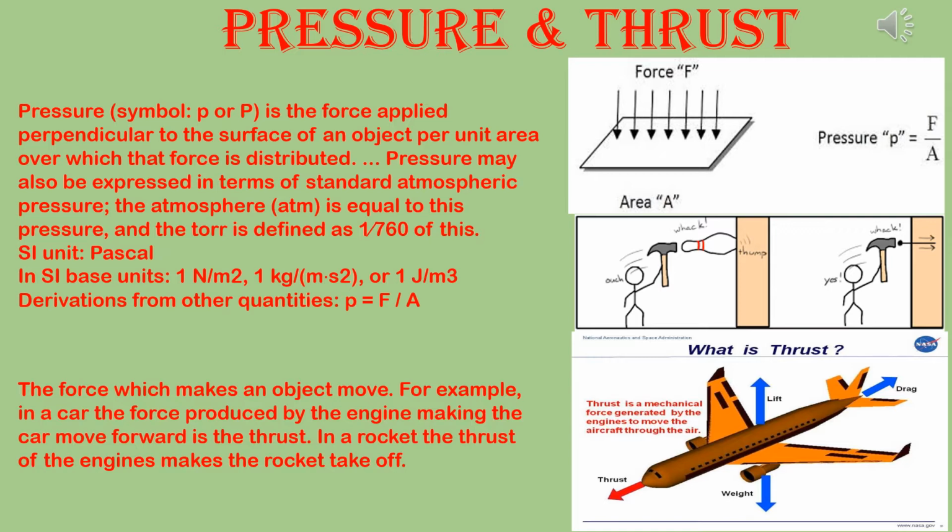So the force which makes an object move: for example, in a car, the force produced by the engine making the car move forward is the thrust. In a rocket, the thrust of the engines makes the rocket take off. So from pressure, the word thrust comes here. Now see the diagram. In the first diagram, how force is generally exerted on a surface or by a surface has been shown. P is equal to F by A.